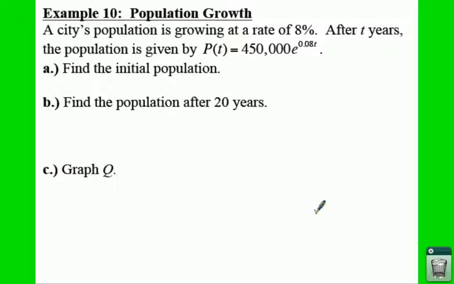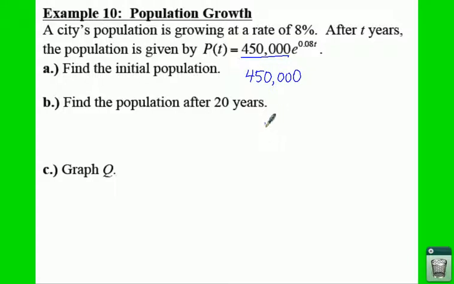What we're going to do here is we have a city's population that's growing at a rate of 8%. Notice when you write your percent, it's not an 8t, it's a 0.08t. After t years, your population is represented by this equation: P of t equals 450,000 e to the power of 0.08t. So if we want to find our initial population, that is just your value right here. So it's going to be 450,000.